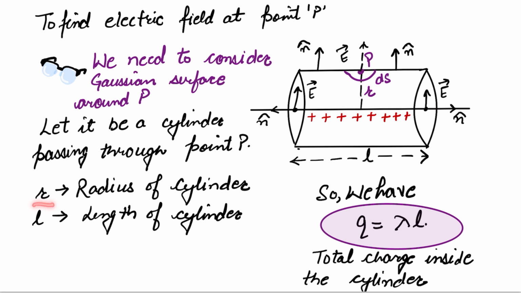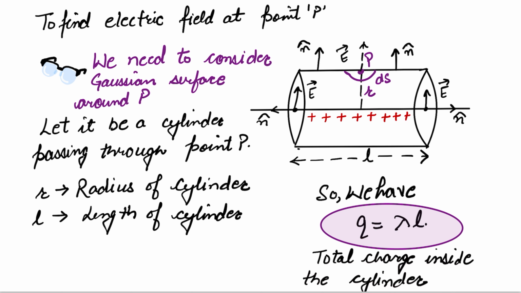This cylinder has radius r and length L. As per the expression of linear charge density, Q will be written as lambda multiplied with the length which is involved inside the cylinder, right? So inside the cylinder, length L of the wire is used. So Q is equal to lambda into L. Q is the total charge on the wire which is present inside the cylinder.